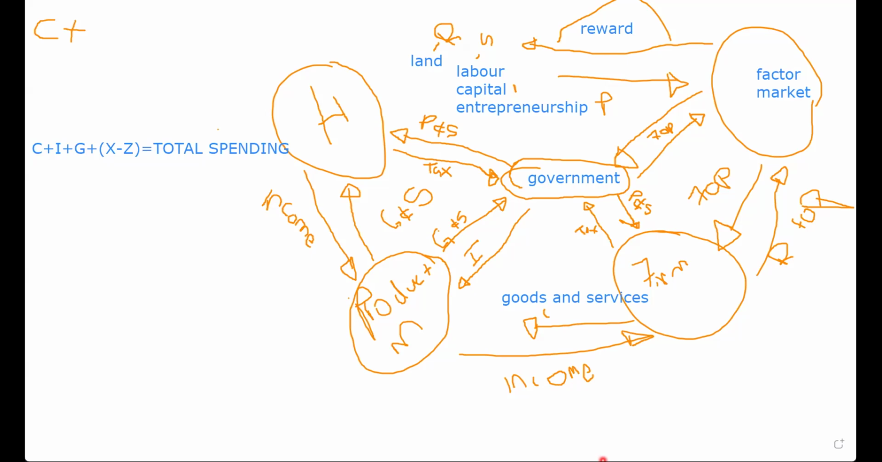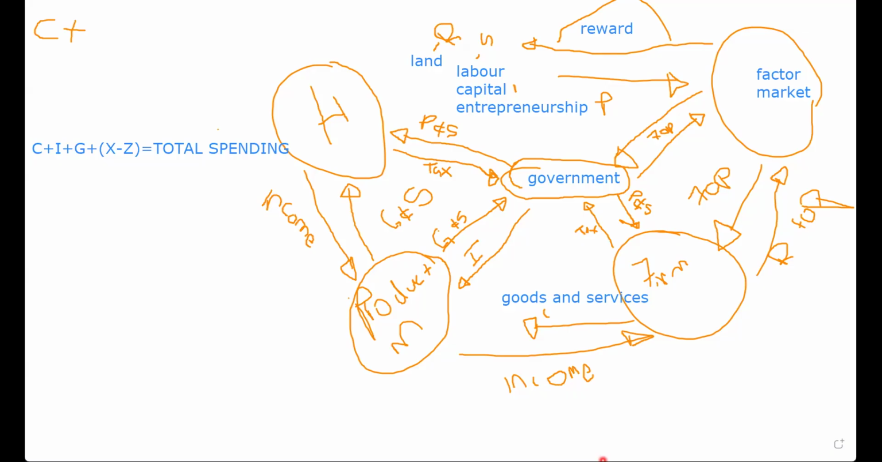Now, the circular flow of income and spending. From the circular flow of goods and services, the households provide their factors of production to the factor market. Then in return, the factor market rewards them for their factors of production in the form of income, which will be an income to the household.